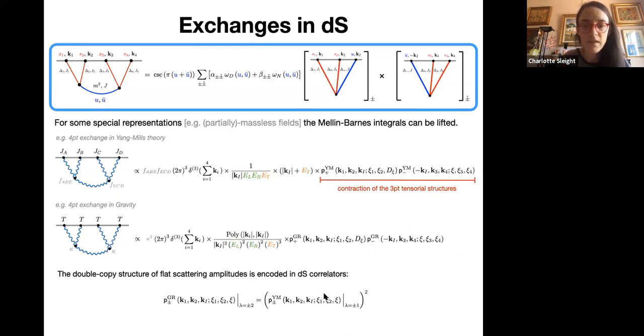So this is how the double copy structure of scattering amplitudes in flat space is encoded into the de Sitter correlators. But this structure, let me stress, only holds at the level of the highest helicity component. So this type of relation gets broken by the lower helicity terms in these tensorial structures, as well as the polynomials that appear in the magnitudes of the momentum.